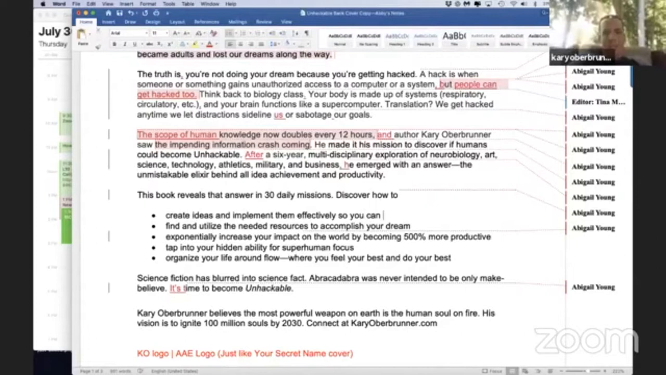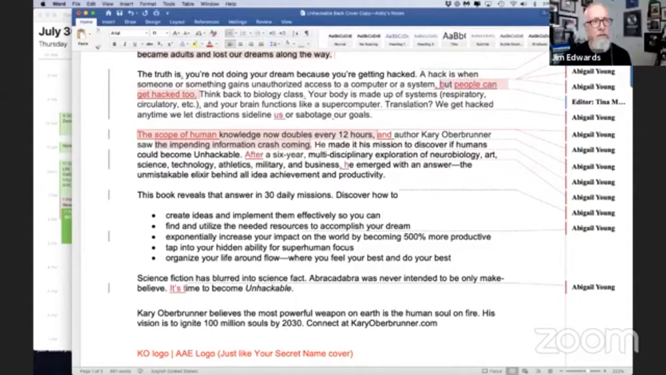Create ideas and implement them effectively so you can enjoy the labors of your dream. Enjoy the fruits of your labor without waiting a lifetime to get them. I see what you're saying.